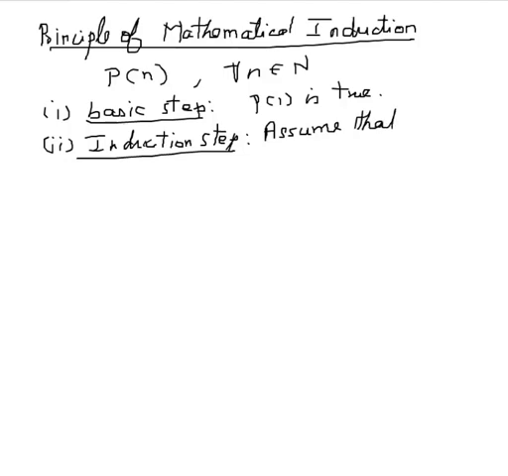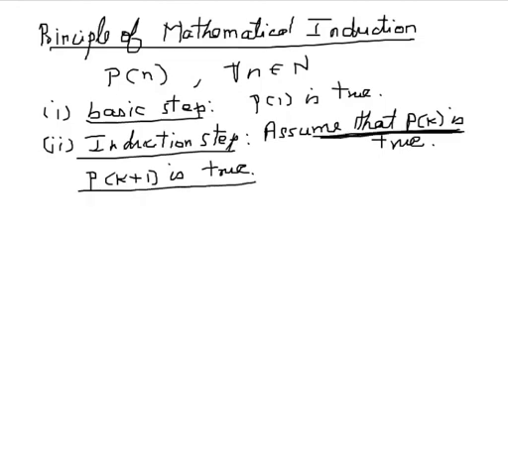Assume that P(k) is true. And using this P(k) result, we prove that P(k+1) is true. So to prove P(k+1) is true, we use the P(k) step. So we are inducing the result that P(n) is true for all values of n. These two steps establish the statement P(n) for all n belonging to capital N.